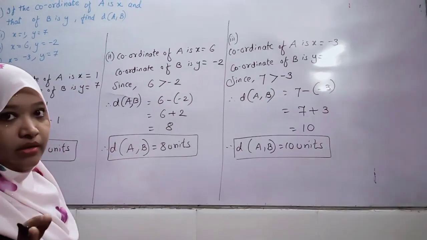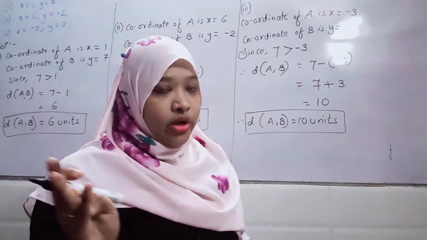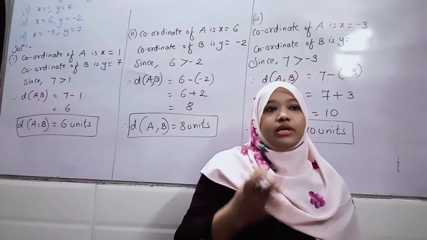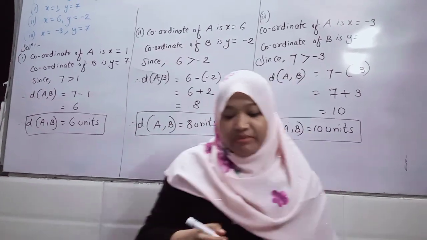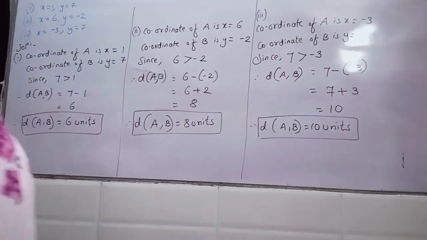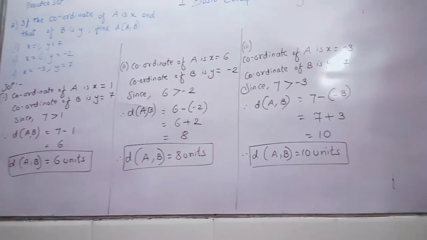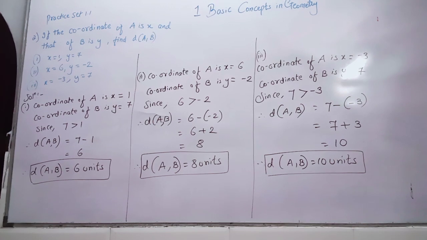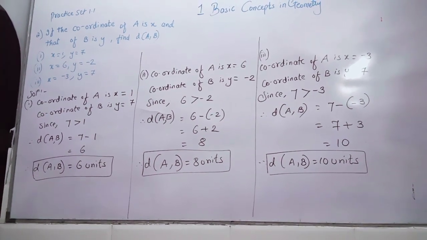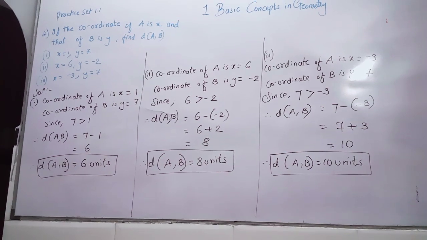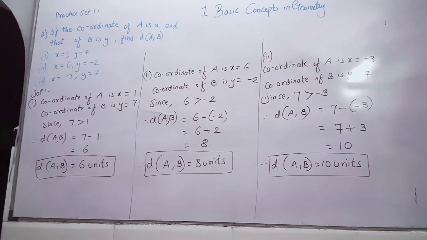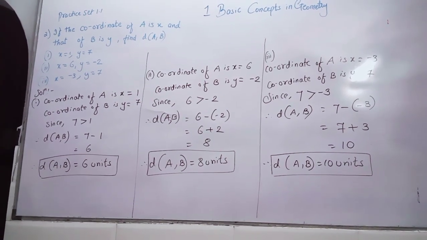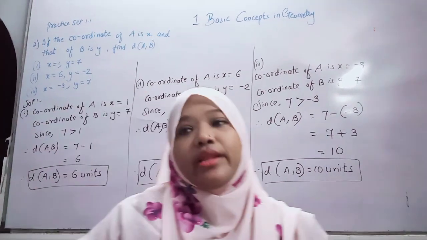Understood, students? Now the remaining sums, questions 4, 5, 6, you have to do continuously. After these 3 questions, start solving the rest. Look one more time, then I am going to explain the next question. Now we are going to write the next question on the board.